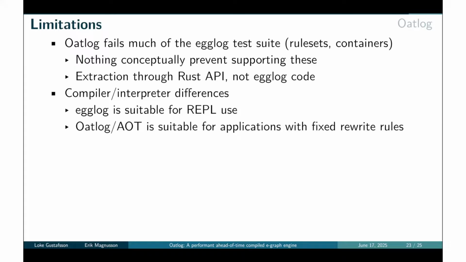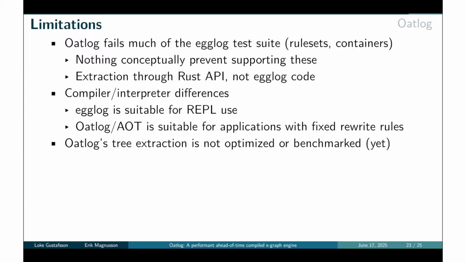Oatlog, as an ahead-of-time compiler, has different priorities from egglog as an interpreter, with many second compile times making it more suitable for applications with a fixed set of rewrite rules, rather than with dynamic ones or in REPLs. Finally, Oatlog's tree extraction is not optimized or benchmarked, as we have up to this point focused on eGraph building.